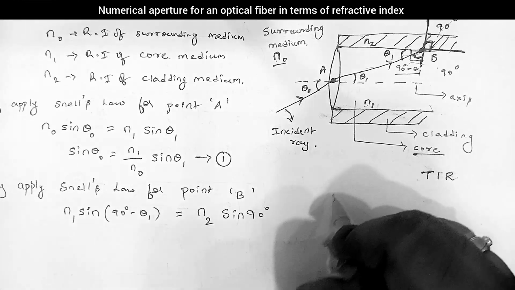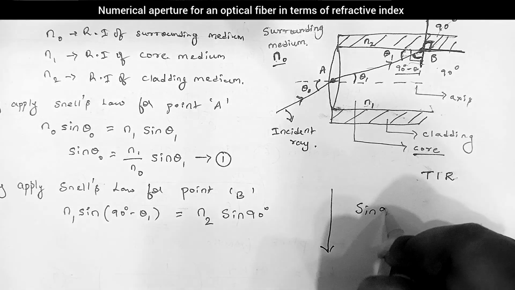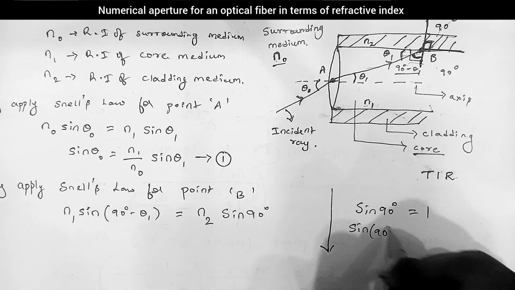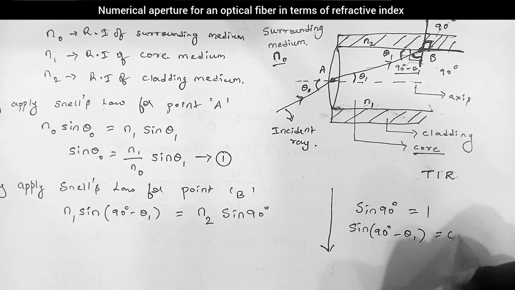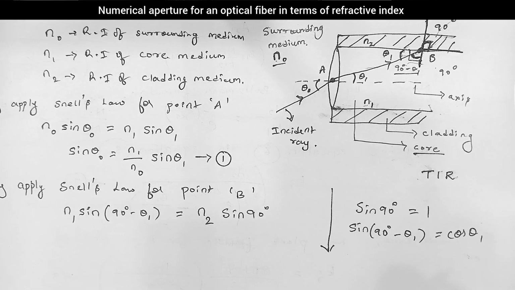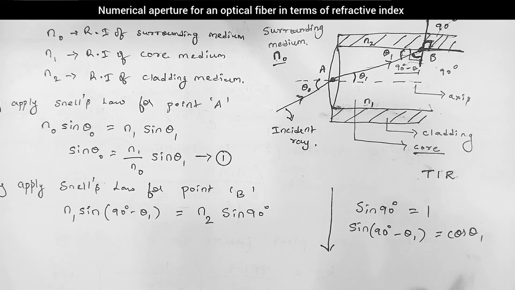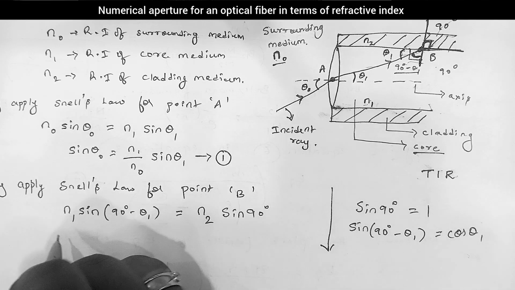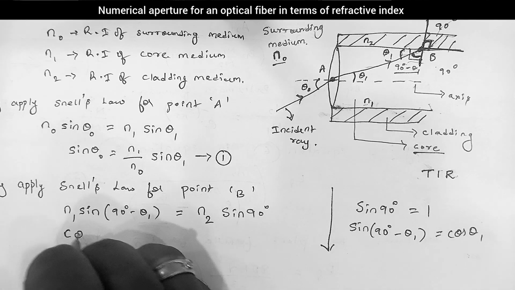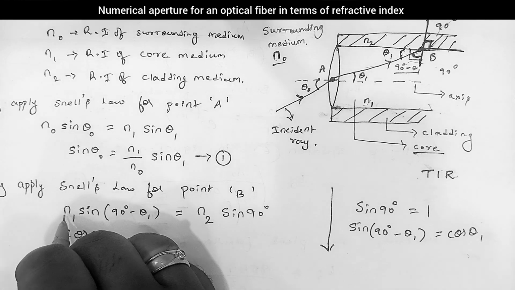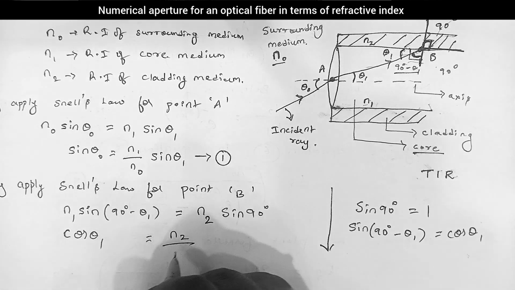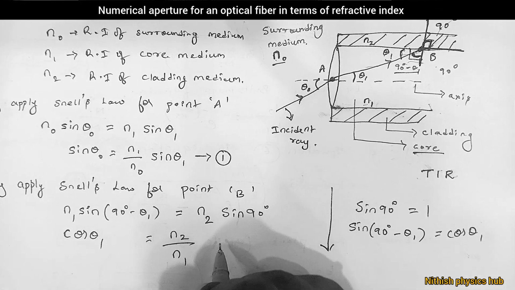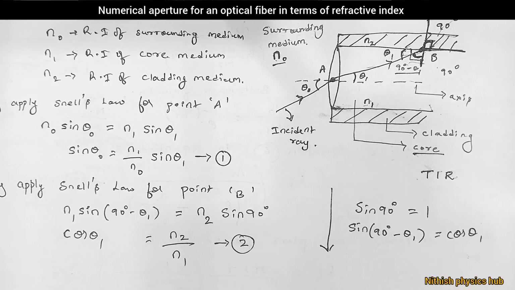Now we know that sine 90 degrees will always be equal to 1, and sine (90 minus theta 1) will always be called cos theta 1. I am using the ASTC rule here. So in the ASTC rule, sine (90 minus theta) is taken as cos theta 1. Just replace this value as cos theta 1, and n1 I will be shifting to the denominator, n2 divided by n1. And the sine 90 value is equal to 1. Take it as equation number 2.